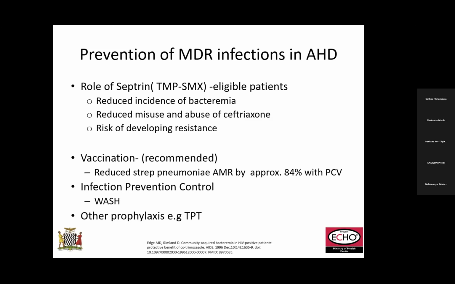When we talk about vaccination, of course, that is recommended, and it reduced the prevalence of streptococcal pneumonia by approximately 84%. Infection prevention, water, sanitation, and hygiene is key. Infection prevention cuts across patient level, facility level, as well as community level. So this is key, and we don't need to neglect it. And other prophylaxis, like the case of TPT, really helps in reducing microbial resistance.